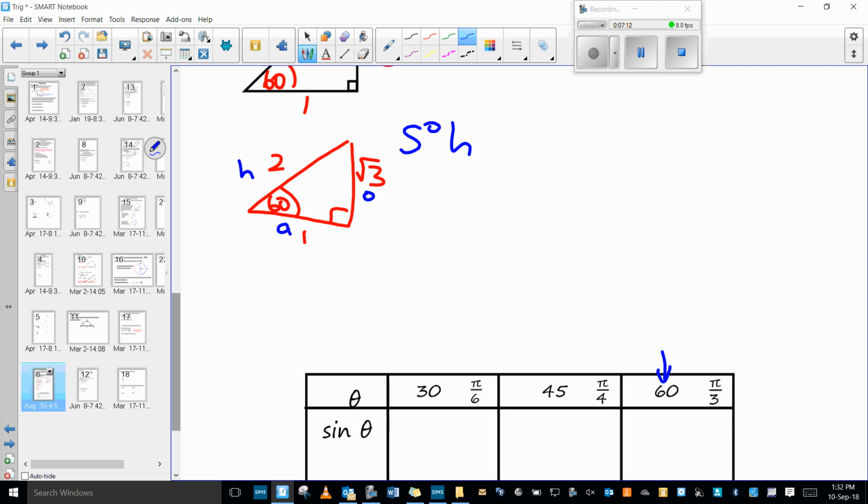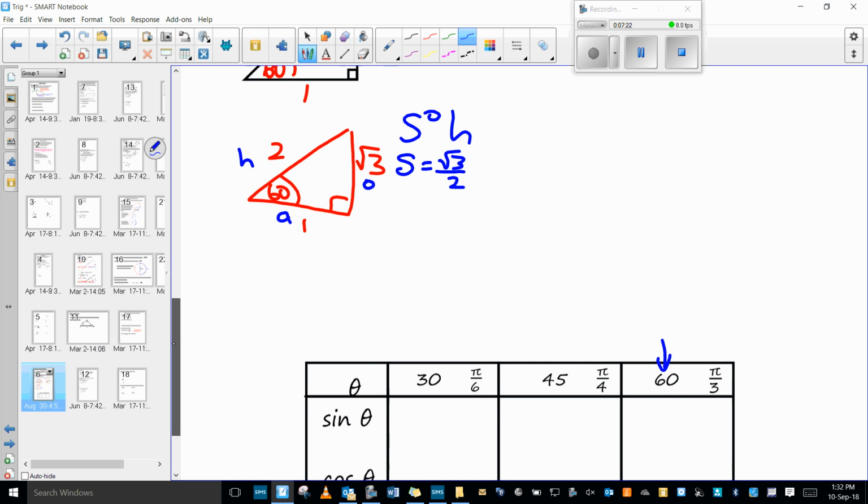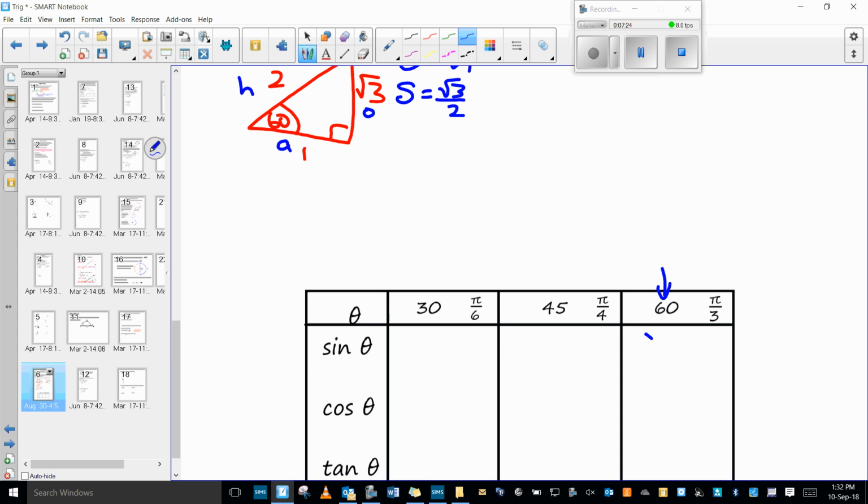So for this question, the sine would be what over what? Root 3 over 2. Yes? Opposite over hypotenuse. So here, I would say root 3 over 2, because if the angle was 60 degrees, then the sine of 60 would be root 3 over 2. You happy with that? No? Show me.